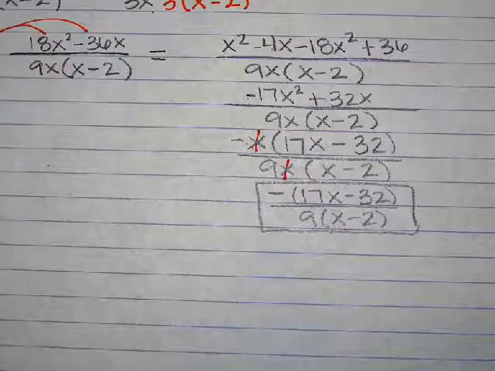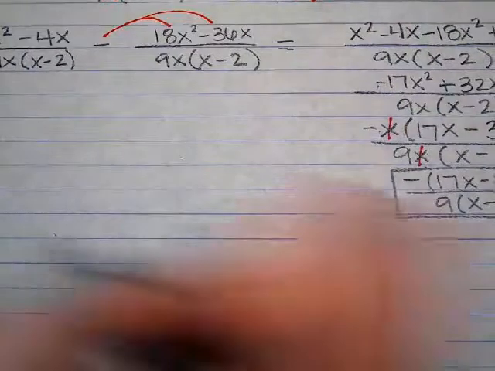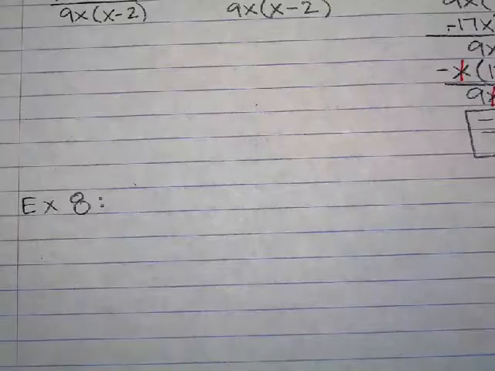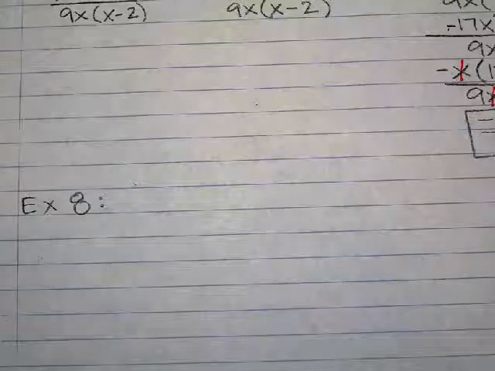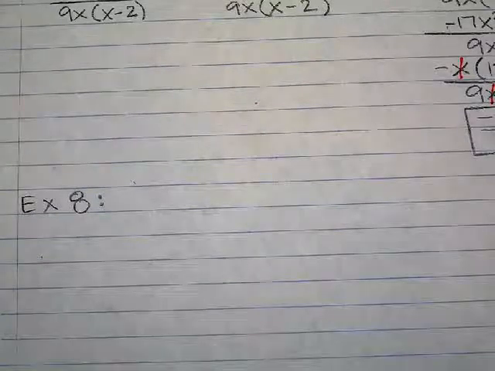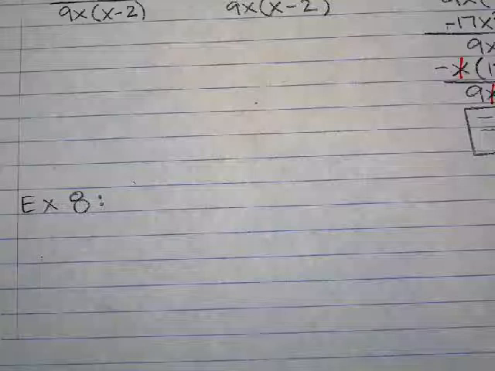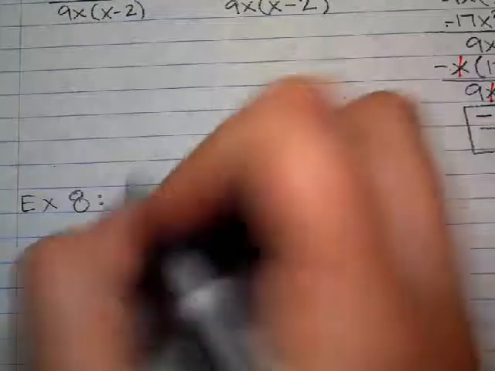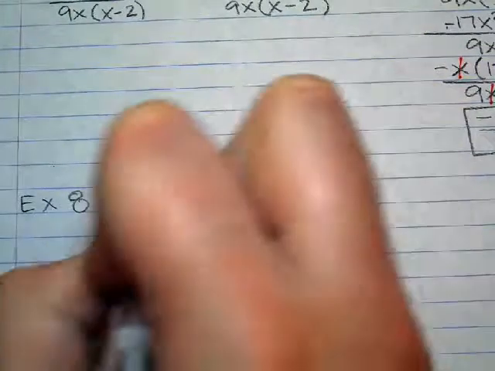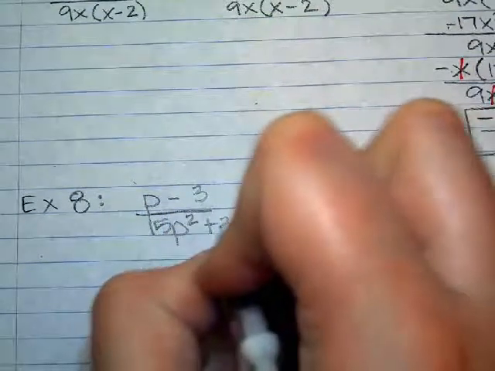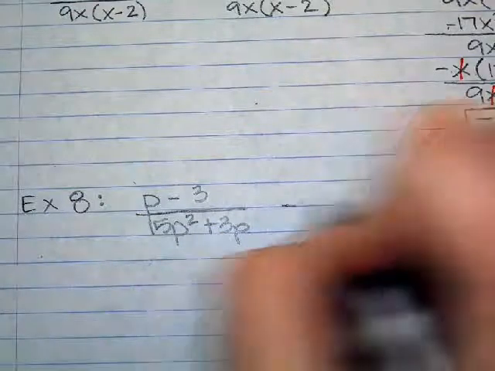I like it. All right, example 8. Oop, you're gonna have to write small. All right, last one. We're just gonna make sure that we got it, that we're good, and then I'll let you guys work on the worksheet. Okay. We got p minus 3 over 15p squared plus 3p minus 2 over 2p.